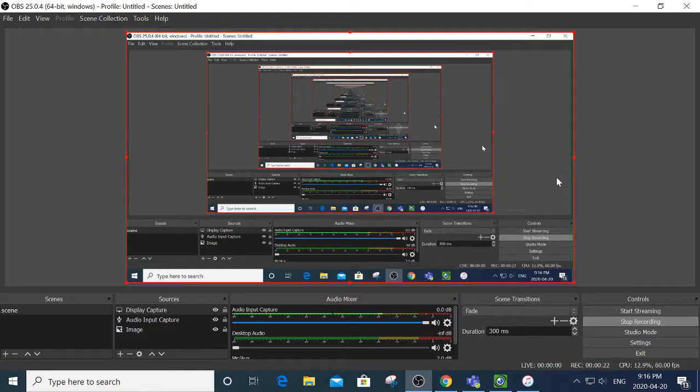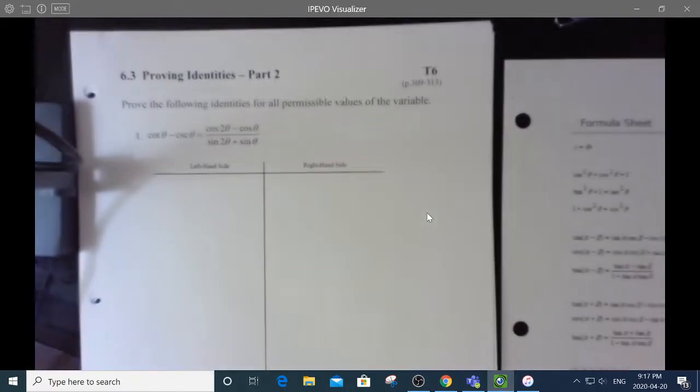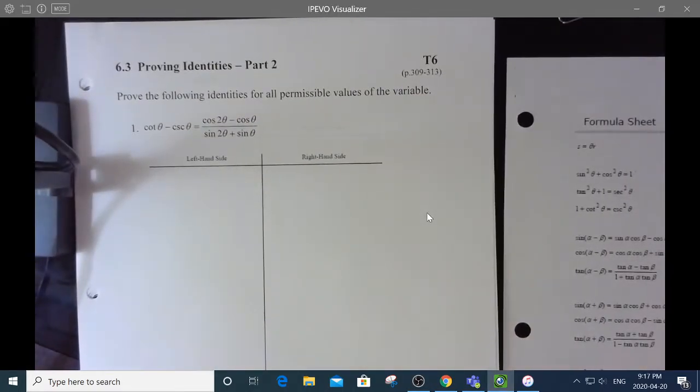This is the lesson for 6.3, where we move on to what I call part two, the tough part. These are the tough ones, and I'm actually only going to do two examples for you today because I want you to try as many of them as you can on your own. I don't want to deprive you of the joy of doing these fantastic identities. These are just so much fun.